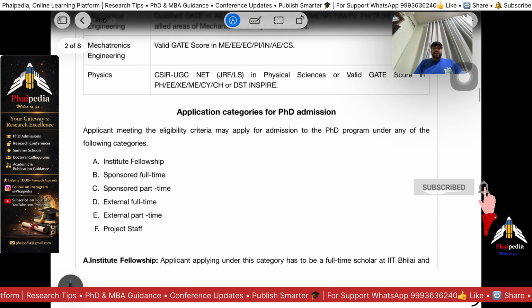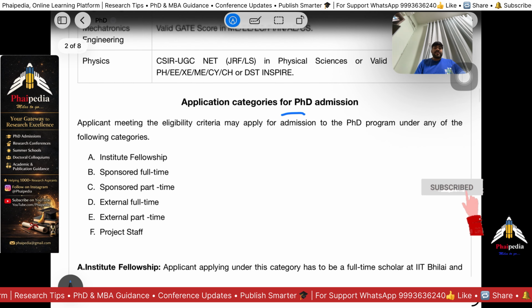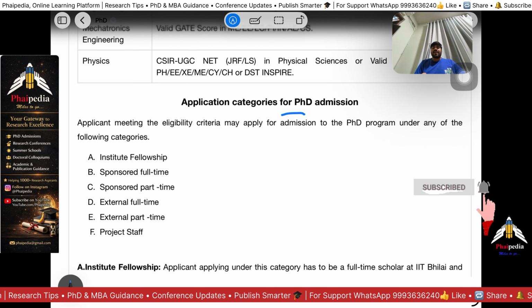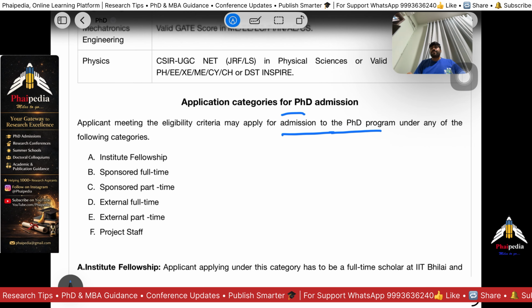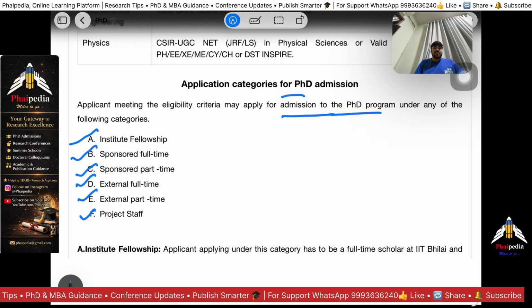Also, application categories for the PhD admission. So here you can see that applicants meeting the eligibility criteria may apply for admission to the PhD program under any of the following categories: institute fellowship, sponsored full-time, sponsored part-time, external full-time, external part-time, and project staff. So these are basically the categories of getting the fellowship and all.